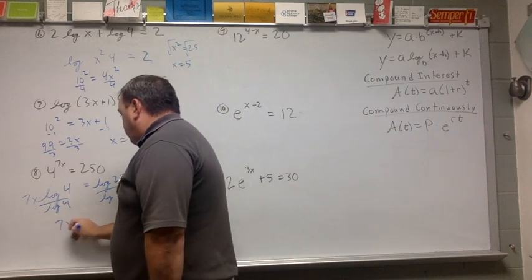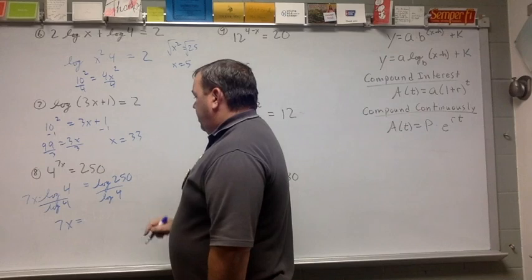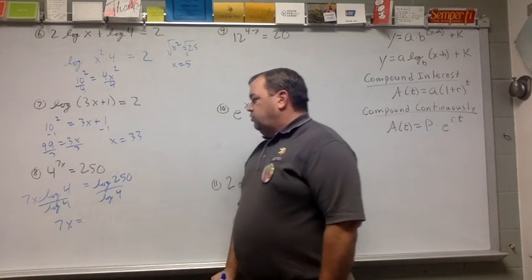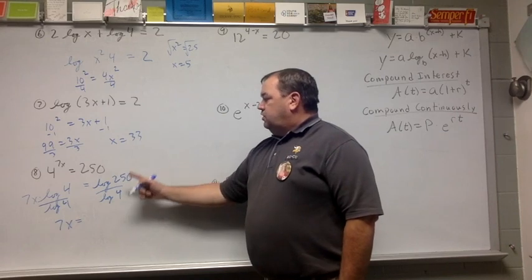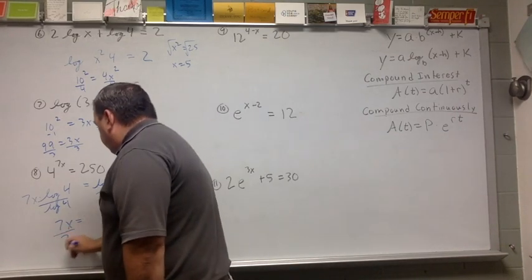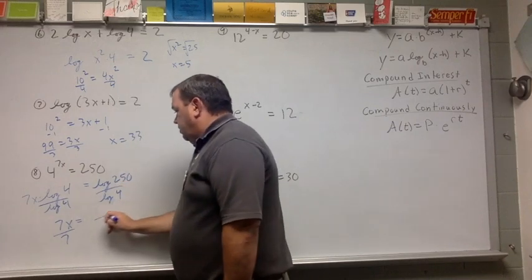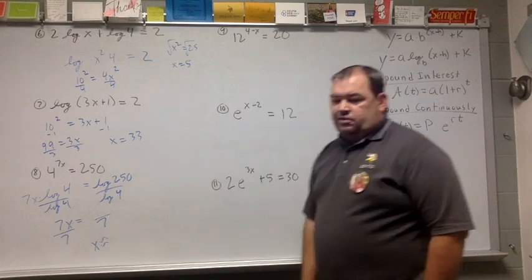So 7x equals whatever this decimal is. No, the logs don't cancel. No, I can't divide 250 by 4. I have to do the log of 250 divided by the log of 4. And my last step is to divide by 7. So whatever this decimal is, divided by 7 is my answer for x.